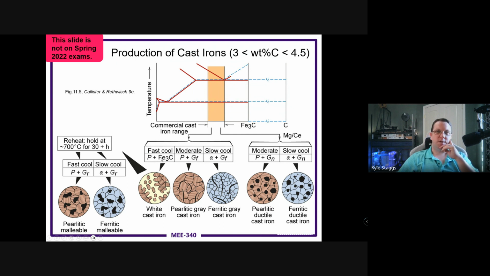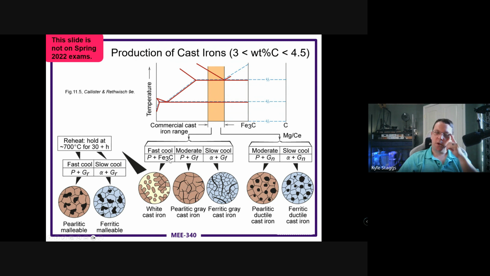So you have a combination of carbide and perlite. Perlite, again, being that zebra stripe pattern. The gray cast iron that is perlitic is a moderate cooling rate, so a little bit faster. So maybe aggressive. It may not be like a water quench or an oil quench.